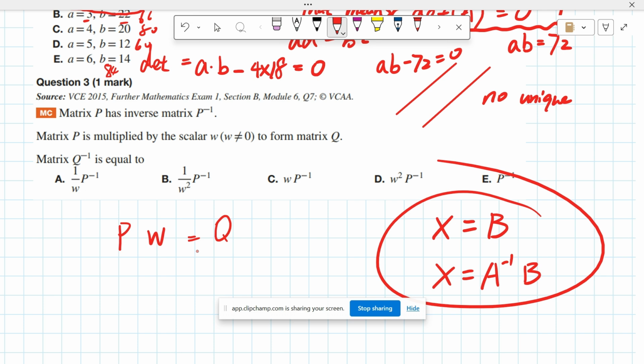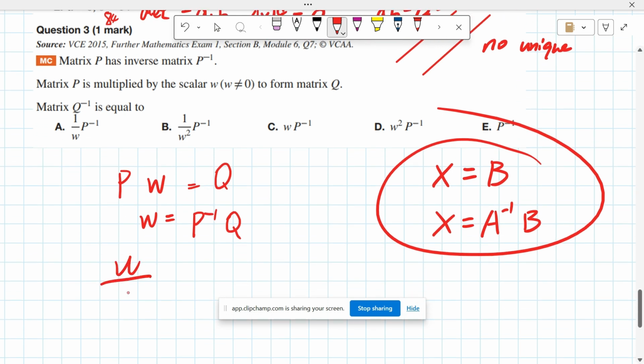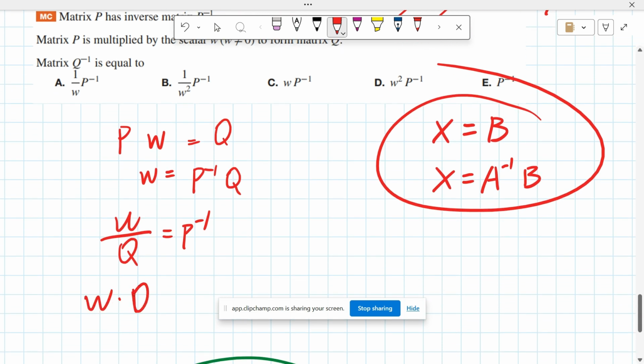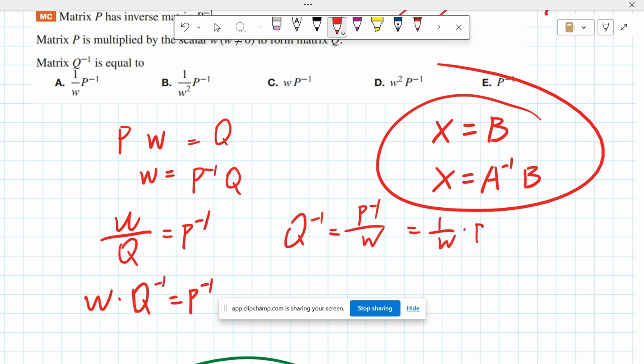Right? Okay. So because we want to know the Q minus 1, so what's the W equals actually? I just say P minus 1 times Q. Right? So now what we do is we want to know the Q minus 1 equals. So W Q equal to P minus 1. So can I just say W multiplied by Q minus 1 equal to P minus 1? Because the fraction equals to the power of minus 1. So clearly, Q minus 1 equal to P minus 1 over W, which is 1 over W multiplied by P minus 1.